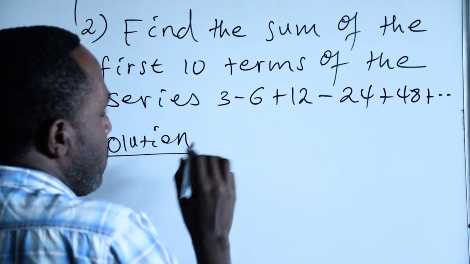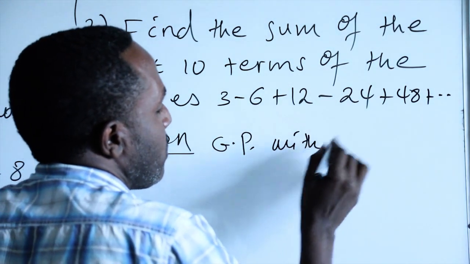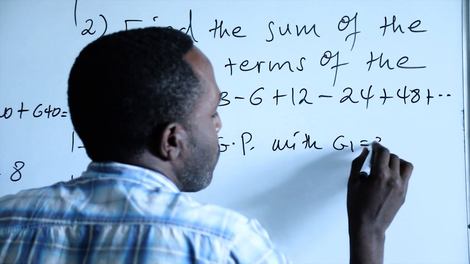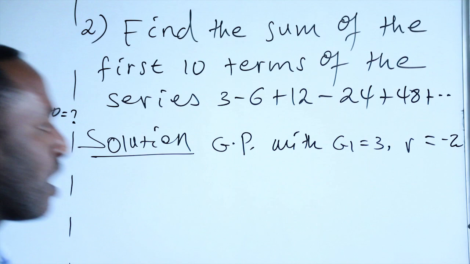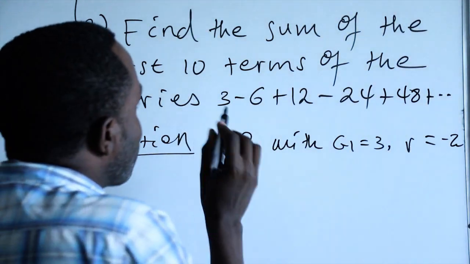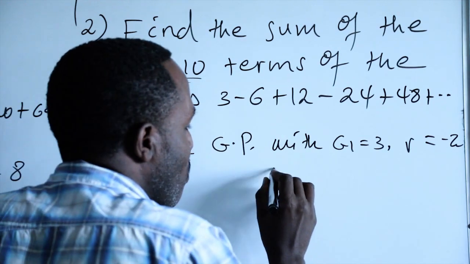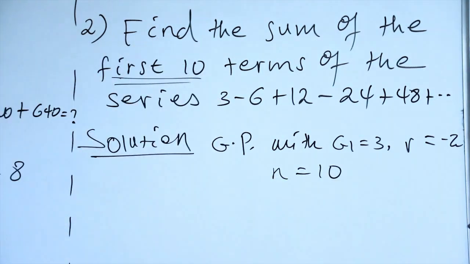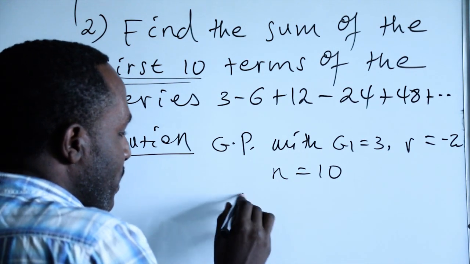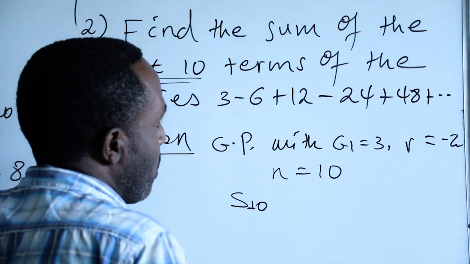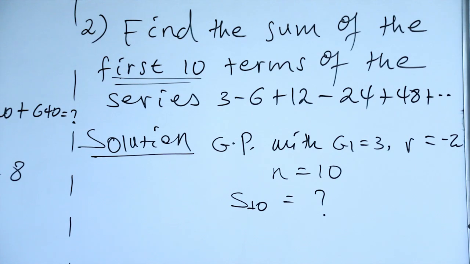So as a solution here, we are given a geometric progression with the first term G1 equal to 3 and the common ratio r equal to -2. We are also asked to find the first 10 terms of the sequence, which means the value of n is 10. So what we are asked to find is S10, the sum of the first 10 terms of the sequence.